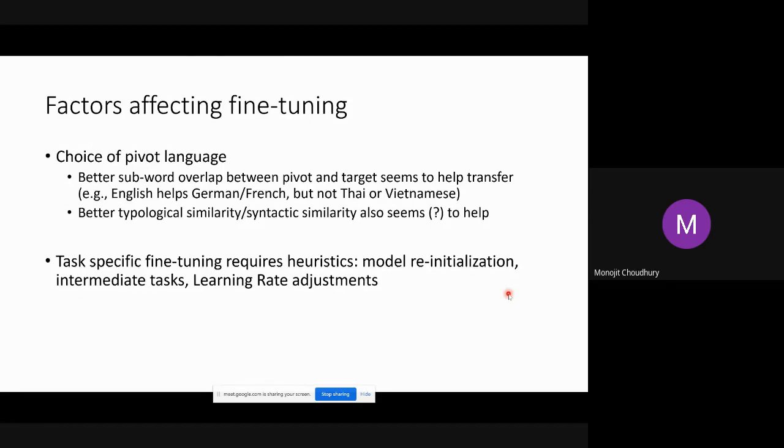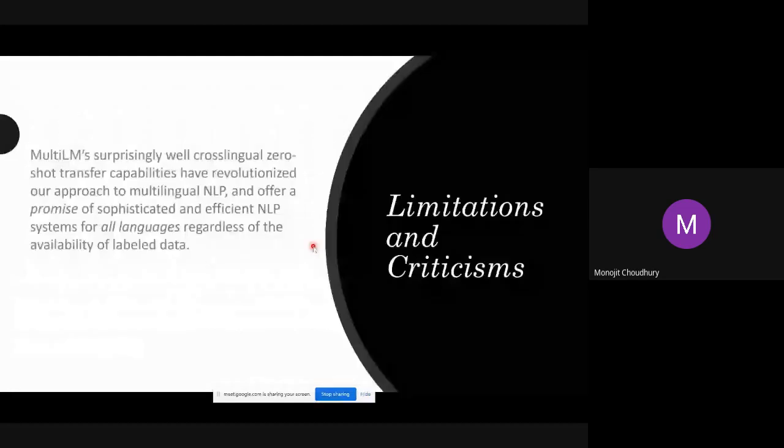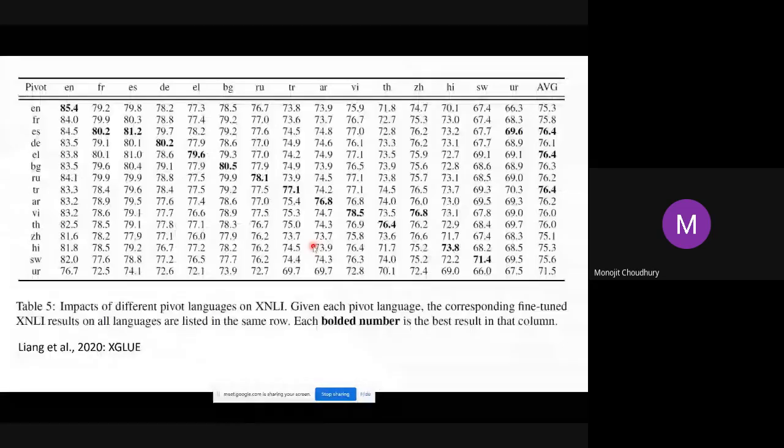And finally, I also want to show you a little bit about how the pivot matters. If you're training with English, you can see that English has very high accuracy. The bold numbers in each column are for the pivots, and these are the targets, where you have the highest accuracy. And you can see that training with itself always gives the highest accuracy, but there are lots of interesting patterns here.